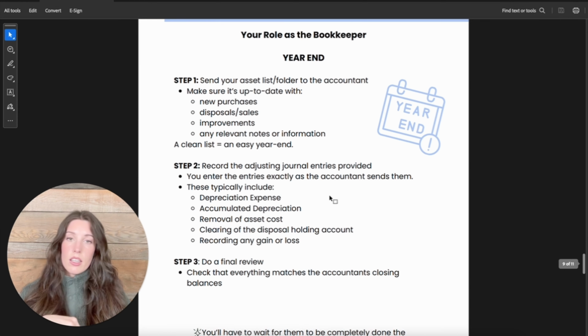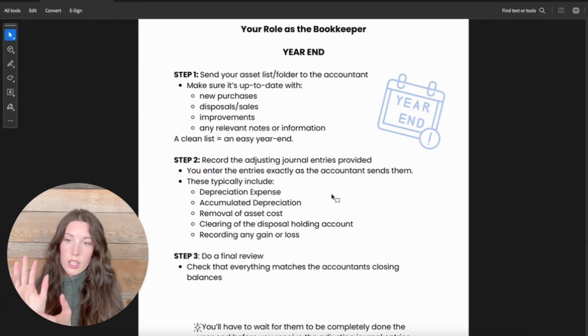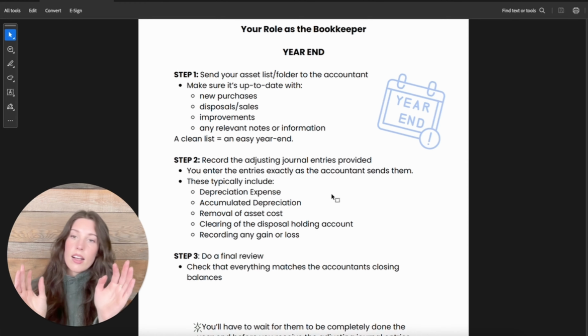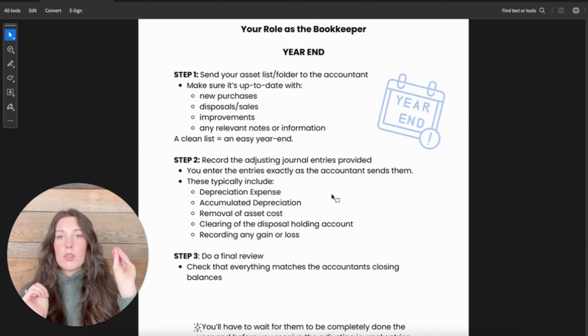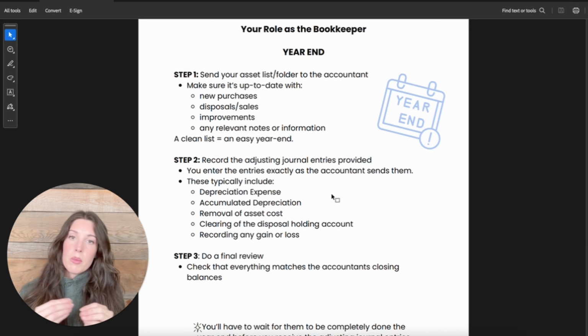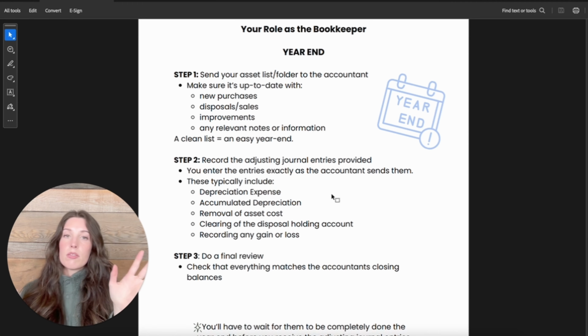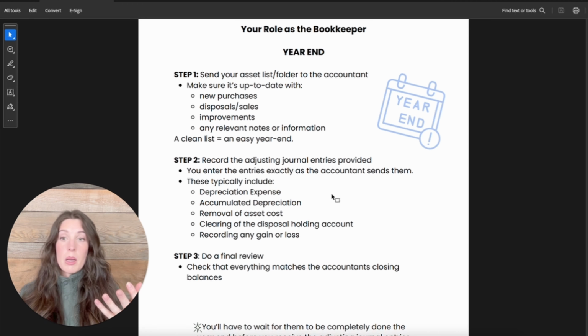Now, at year end, you are going to take that folder that you created, that you are adding all the asset purchases and all the asset sales into, and you're going to send that folder to the accountant. So do a quick little check, make sure it has all the new purchases, disposals, any improvements, any other relevant information you think might be good to share, and send it over to the accountant.